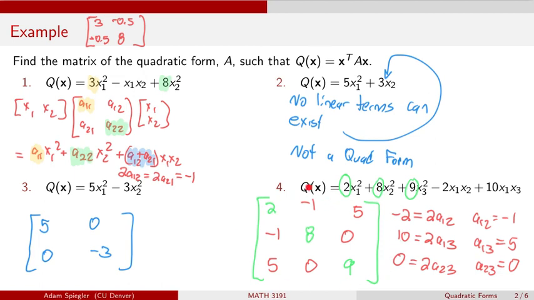So here's our matrix for this quadratic form. It has first column 2, minus 1, 5. Second column, minus 1, 8, 0. And then the third column is 5, 0, 9.